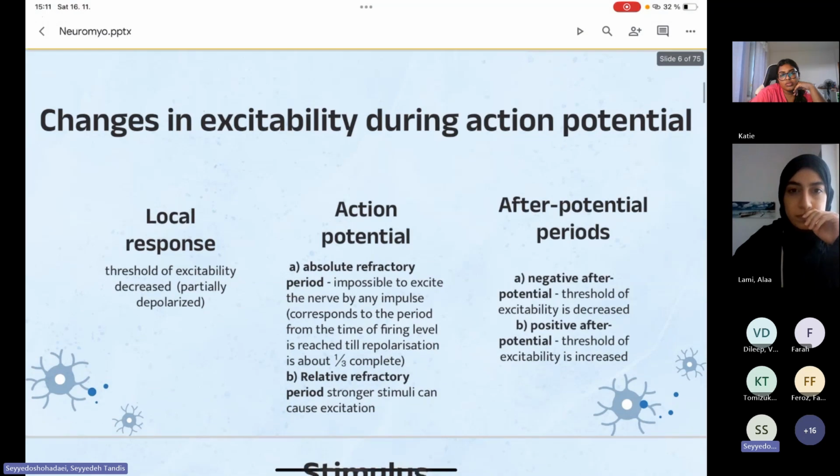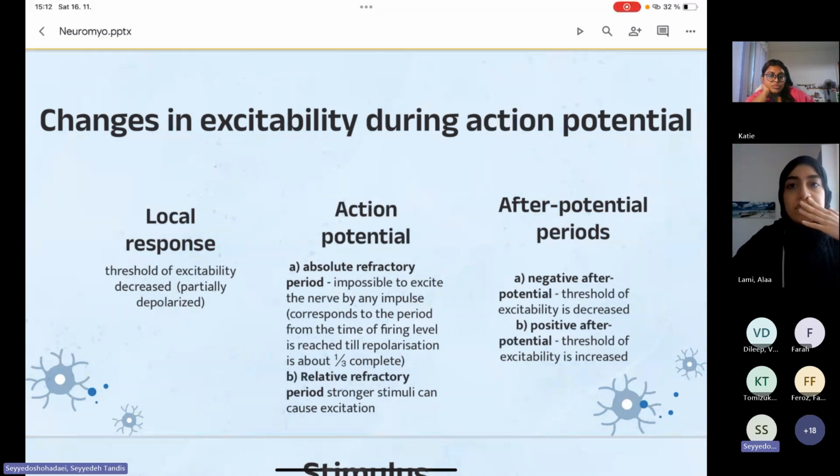That's the absolute refractory period. Whatever stimulus comes again, it won't cause an action potential. Nothing else would happen at that point. But in the relative refractory period, a strong stimulus can cause excitation. So know the difference between these two. It's important, even later for the CNS. It's really important to know this.